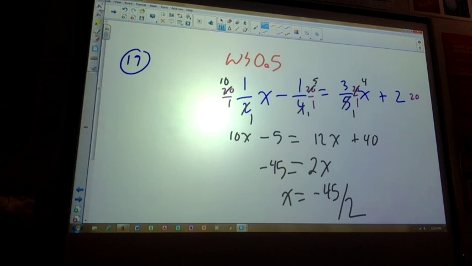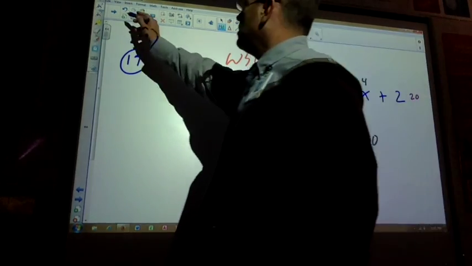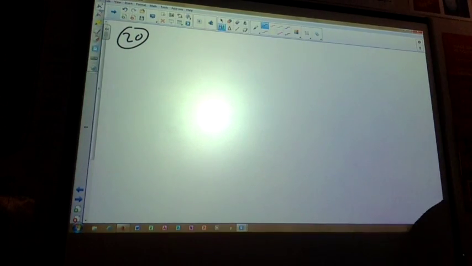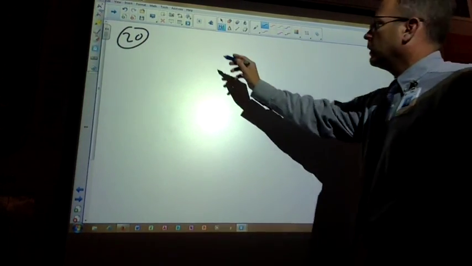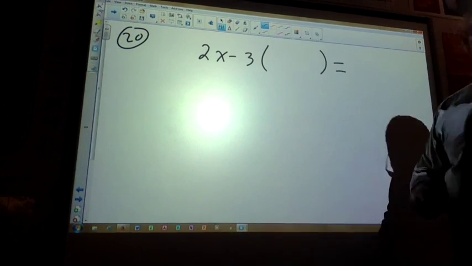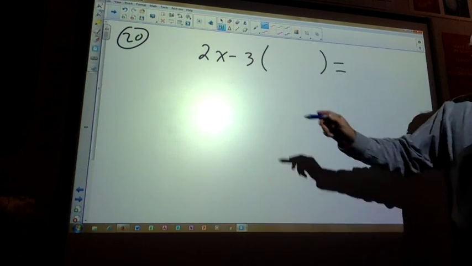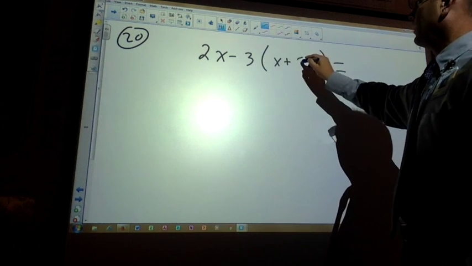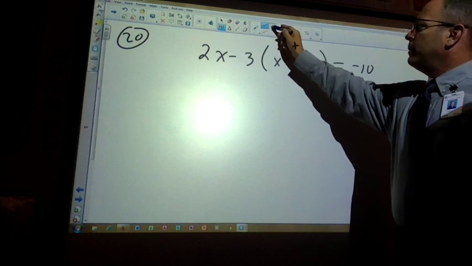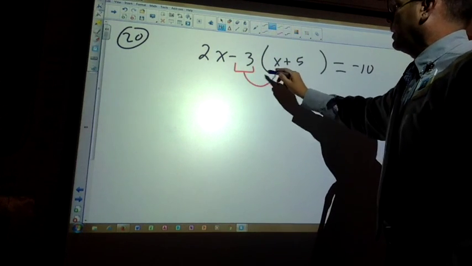Any others from the algebra? Yeah. Number 20. Negative 3 times the quantity 2x minus 3, plus x plus 5 equals negative 10. Is that right? Negative 10. All right. I'm going to distribute negative 3 here and here.